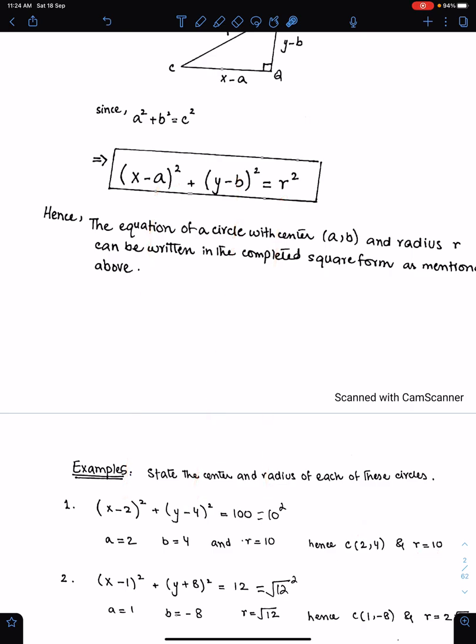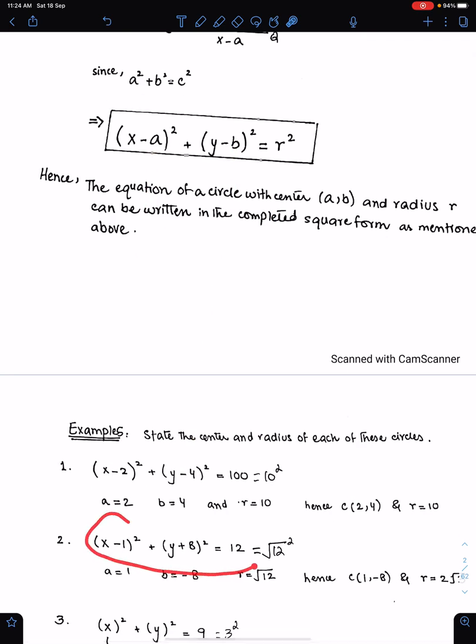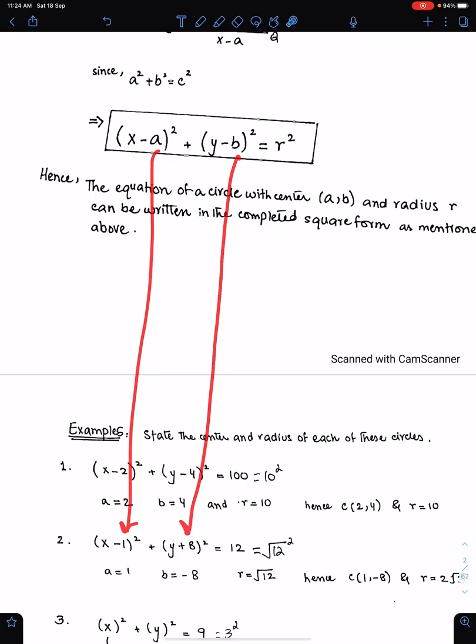By comparing this second equation with the standard equation, we can get the values of A and B. So A is 1, B is negative 8 because this sign is plus and this sign is minus. So minus B is equal to 8, therefore B is minus 8. So center of this circle is at 1, minus 8 and radius is under root 12, which can be written as 2 root 3.